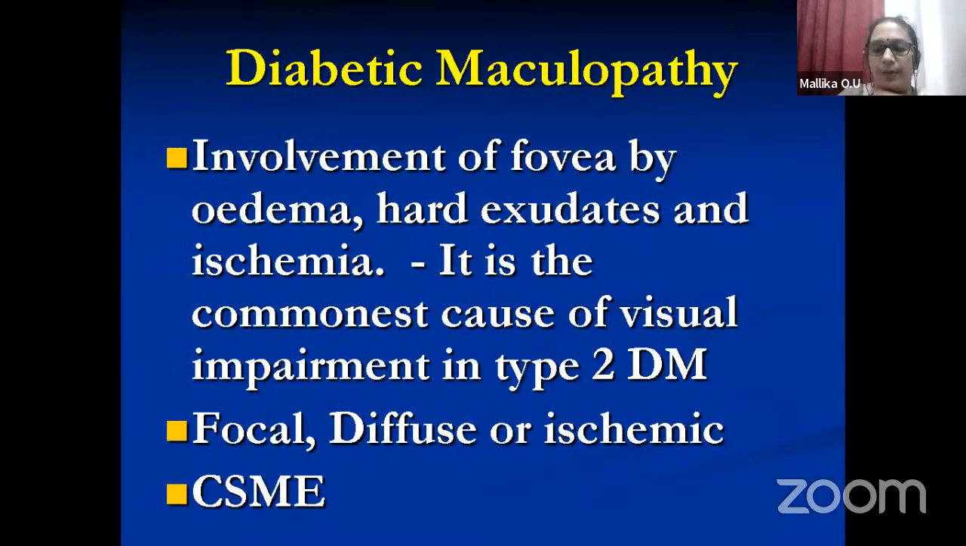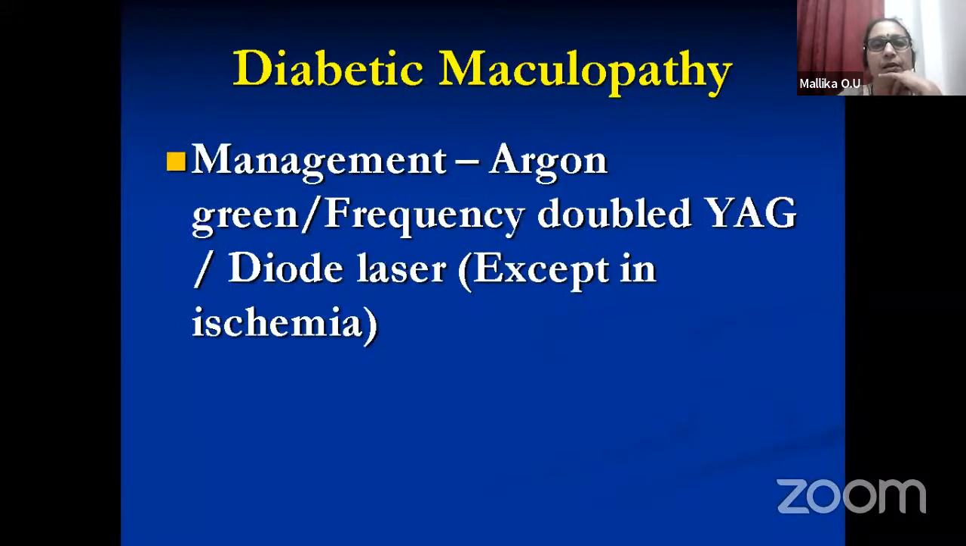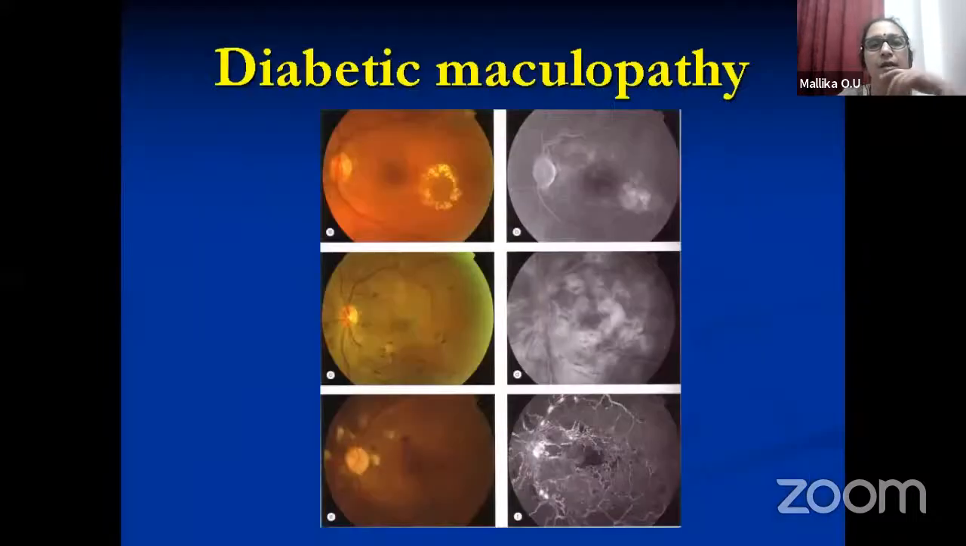So diabetic maculopathy, I explained, is the most common cause for impairment of the vision in type 2 diabetes mellitus. It may be either focal, diffuse or ischemic. And there is another term which is called clinically significant macular edema. Again, the management of diabetic maculopathy is either you have to give a grid laser or focal photocoagulation, or nowadays we are giving intravitreal anti-VEGF agents. So this is involvement of the foveal area with a hard exudate.